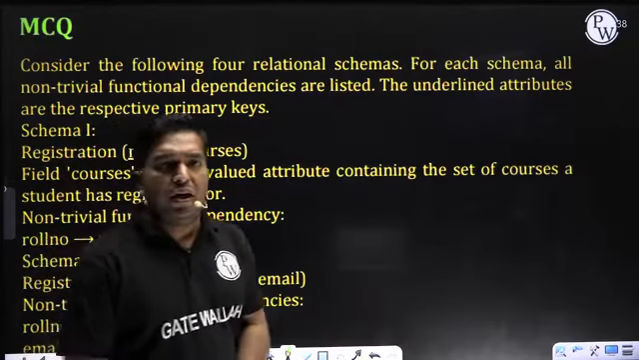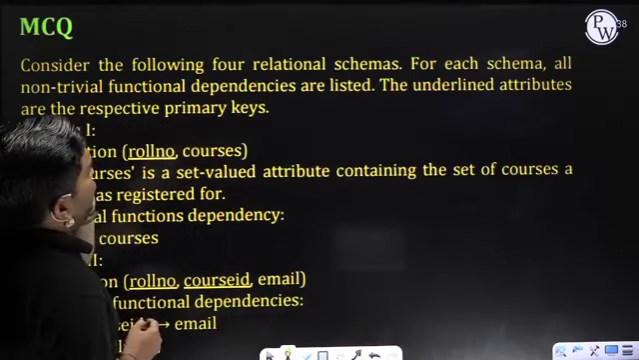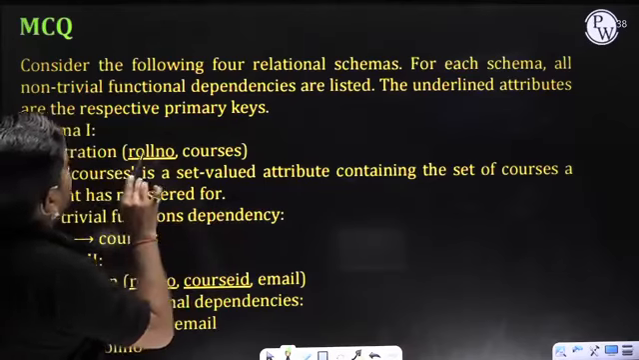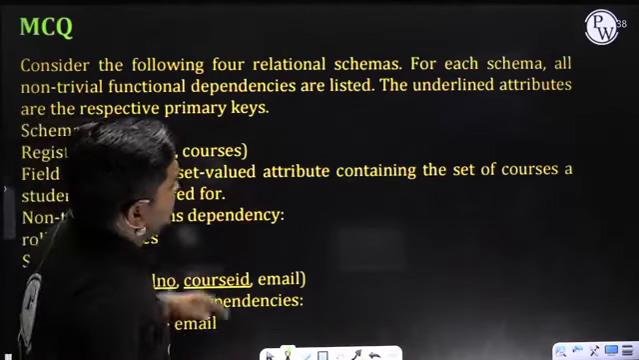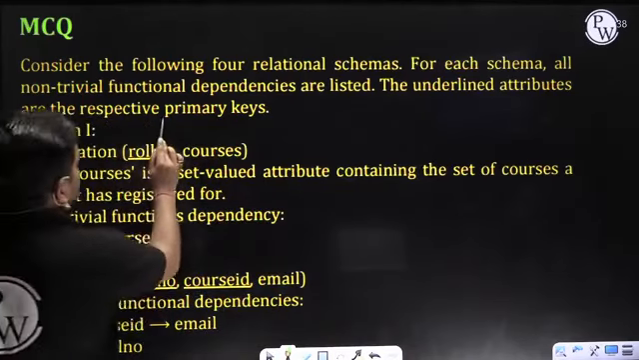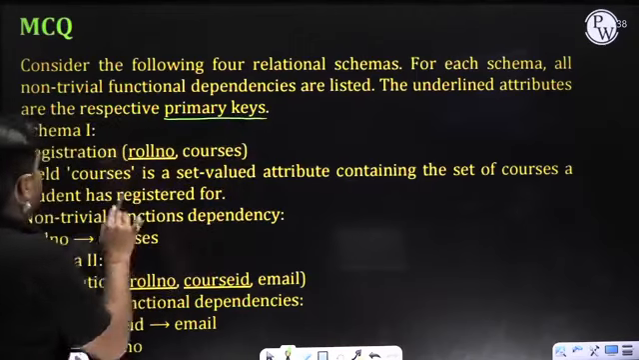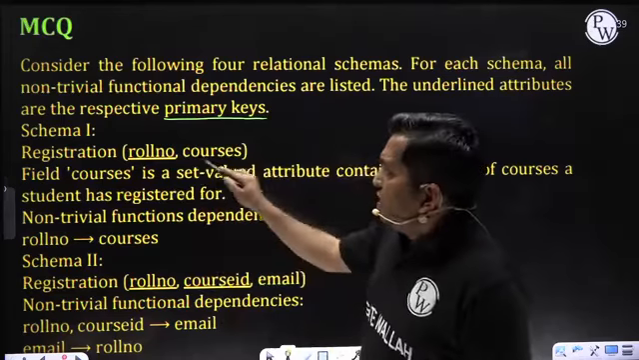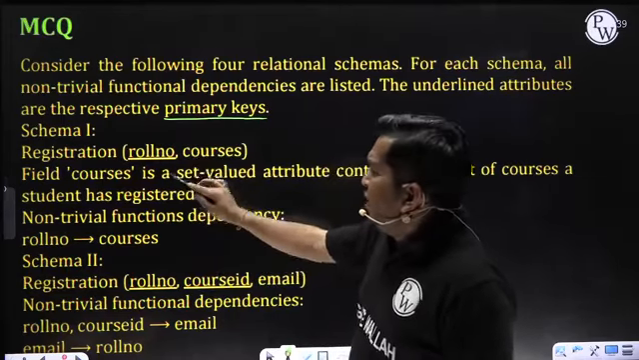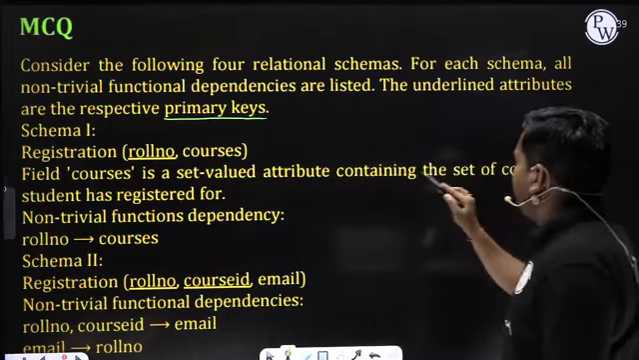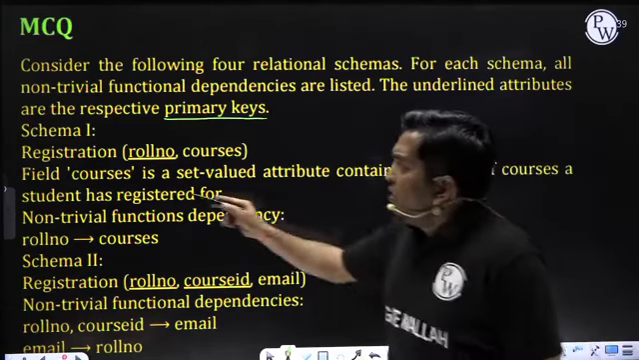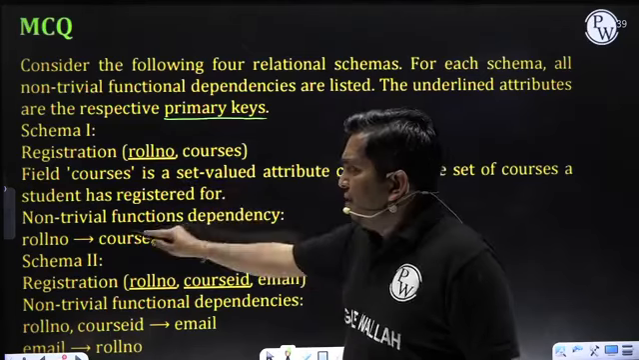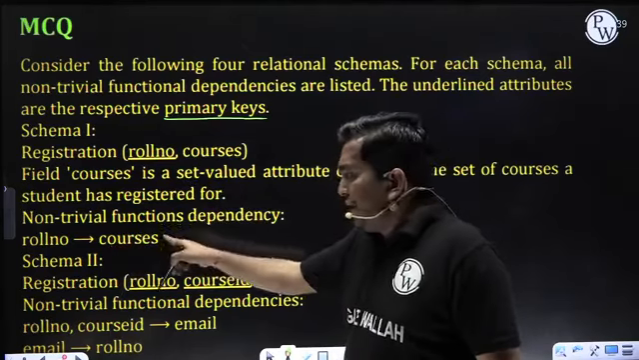In this question, consider the following four relational schema. For each schema, all non-trivial FDs (functional dependencies) are listed. The underlined attributes are the respective primary keys. Schema number one is Registration, which has two attributes: roll number and course. Here roll number is the primary key. Field course is a set-valued attribute containing the set of courses the student has registered for. The non-trivial FD for schema 1 is: roll number determines course.